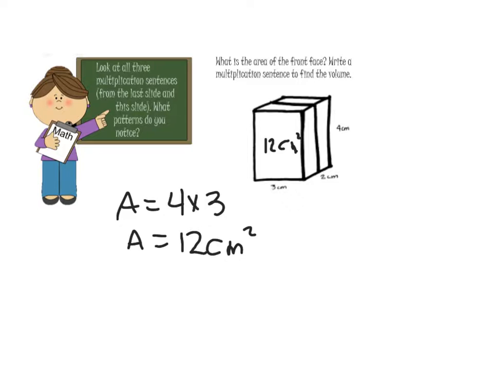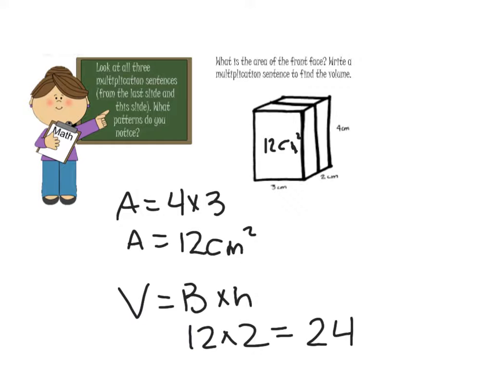Now in order to find the volume of that, we're again going to use big B, or base, which is the area, times the height. So the area is 12 times the one we didn't use, which is going to be our height, which is 2. So 12 times 2 is 24. So our volume is 24 cubic centimeters.